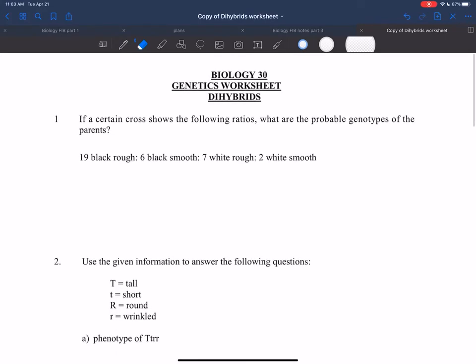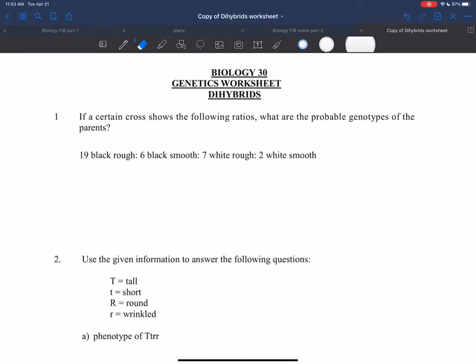Hi everyone. All right, let's go through this worksheet. So in a certain cross, it shows the following ratios. What are the probable genotypes of the parents?